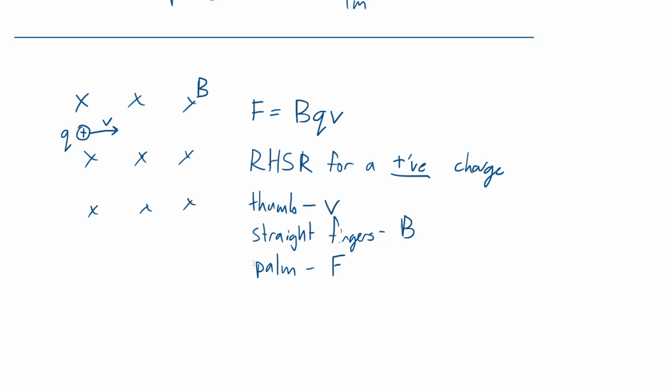Our straight fingers are into the page, magnetic field is into the page. And our palm, if you do it, so put your straight fingers into the screen, your thumb points right, your palm ends up pointing up. And so the force on this positive charge would be up. And so what would its trajectory look like? Well, if the force is up, it will accelerate it up. So its velocity will change direction, and its trajectory would actually look something like that.